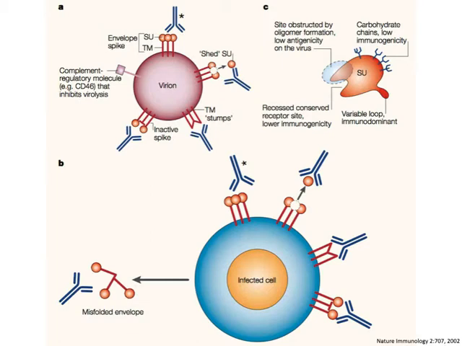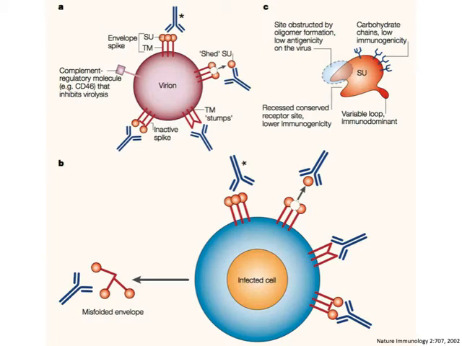The actual surface glycoprotein, which is shown here, the SU part, which is the sphere, there's lots of ways of avoiding being recognized. It has a lot of sugar on it, which makes it poorly immunogenic, so B cells don't recognize it. It has an immunodominant loop here. So what that means is you get a lot of antibodies made against it, and they bind it, but they have no effect on infectivity.